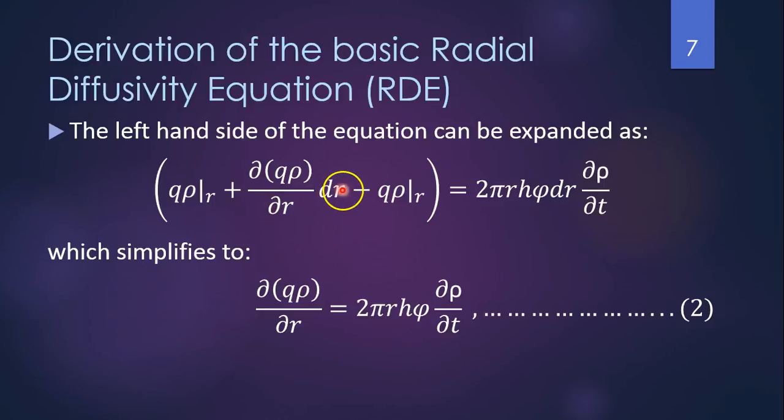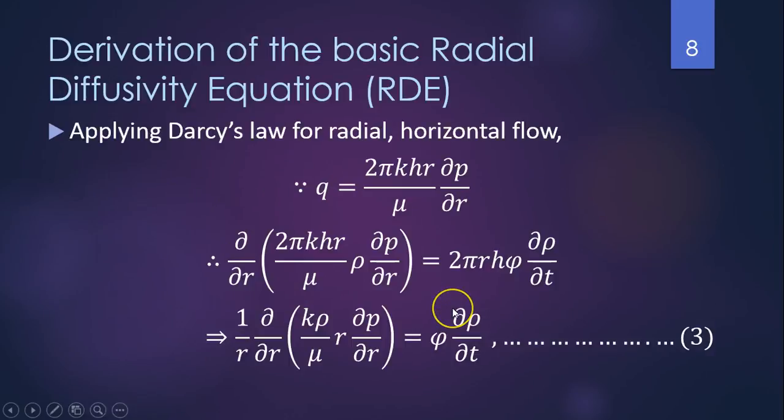That is dr, minus qρ at r, is equal to 2π r h φ dr ∂ρ/∂t, since r remains the same. This simplifies as qρ at r gets cancelled. So ∂(qρ)/∂r is equal to 2π r h φ ∂ρ/∂t.